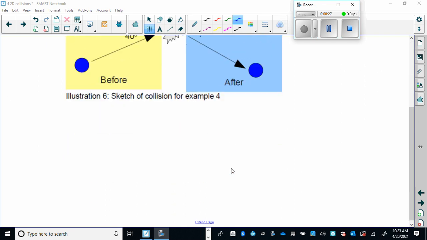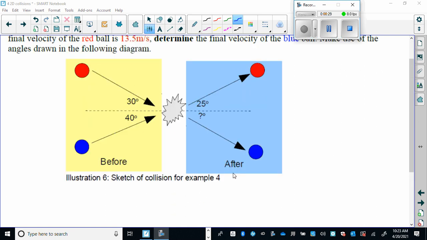So it's not really intensely more difficult. It's just more labor intensive. What we're going to have to do here is separate the red ball into a y component going down, obviously, and an x component going to the right. The blue ball, we're going to separate into a y component going up and an x component also going to the right. And then we're going to add those.